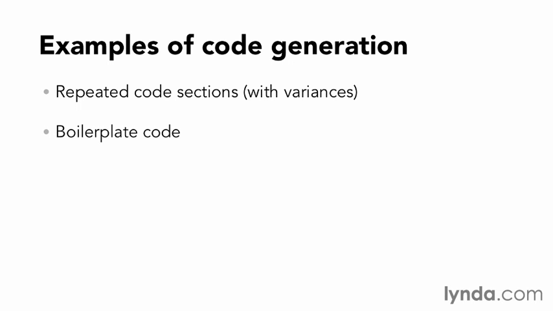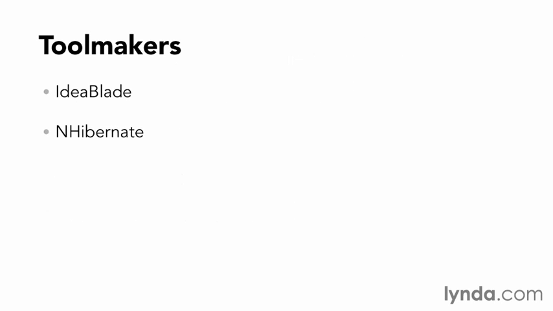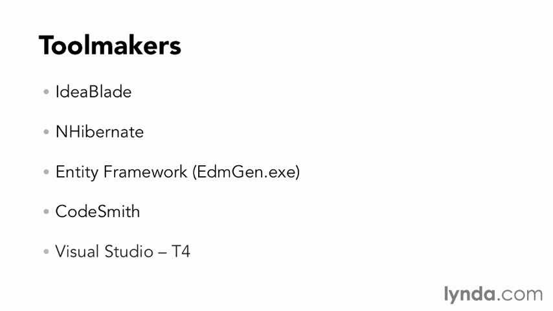In Visual Studio, this has mostly been replaced by code snippets. Most of the drag and drop designers use code generators. Another popular use of code generation is in object relational mapping tools, or ORMs. ORM tools take the tables and other constructs of a database and turn them into language objects. There is an active community of third-party vendors making code generation tools: IdeaBlade, nHibernate, Entity Framework, Codesmith, and the star of this show, Visual Studio T4.